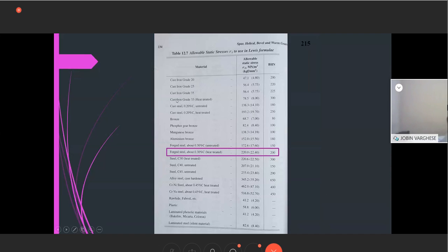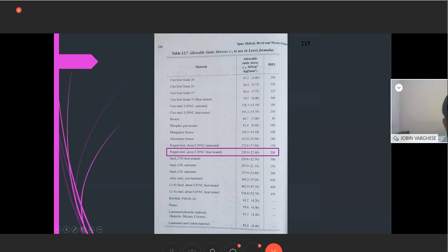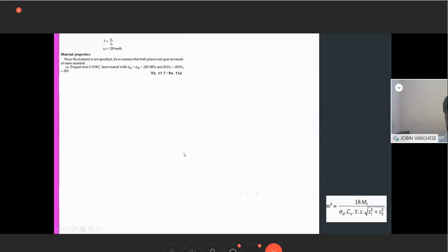I'll just show you, we can go to the table which I have referred to already, table 12.7, page 234, which I have appended here. This one is forged steel, about 0.3% C, heat treated. Usually, if not given, you can choose any one. However, usually we use a forged method for the gears to have better strength. Once the material is selected, next we have to find out the weaker gear.